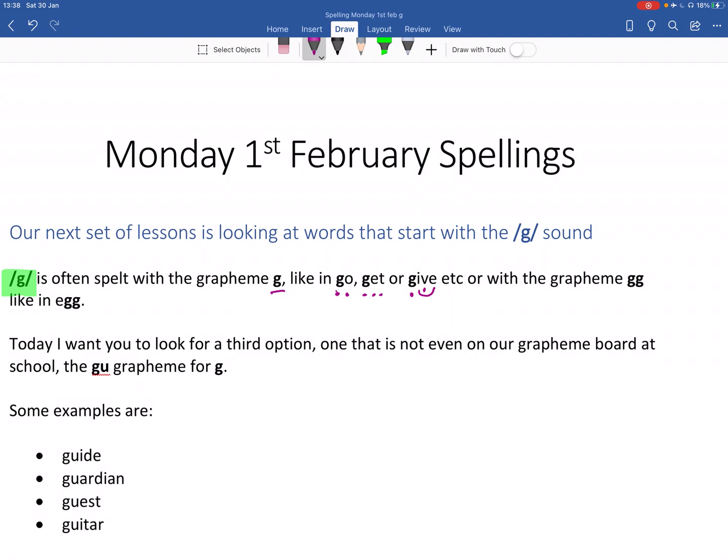Sometimes it's spelt with two G's. So in egg, we've got two graphemes, e, g, or two phonemes is e and g, but the graphemes are an E and two G's. Those are the only two that are on those phonics boards at school. They're the only two that are on the wall. However, there is kind of another option.